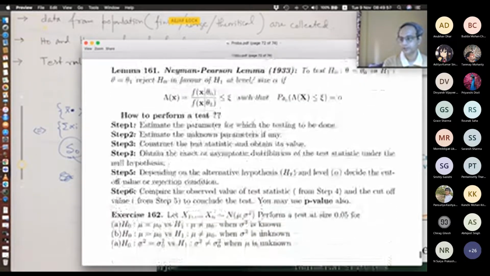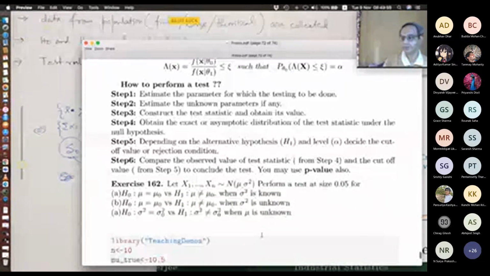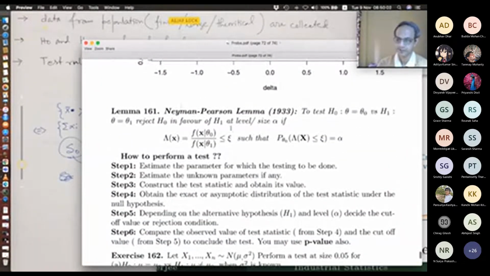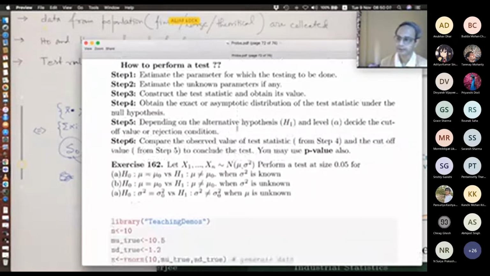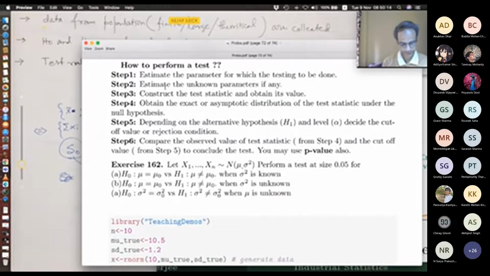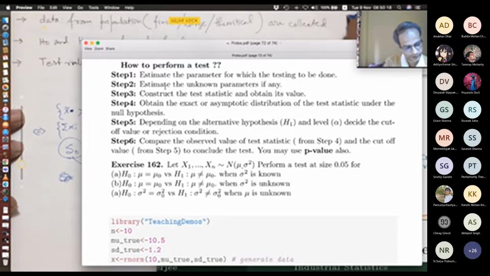Okay, so now let us see. Well, I'm not going for a formal construction through the Neyman-Pearson lemma. I will state it later on. But these few steps, given your course and syllabus, if you can follow, then you will be able to construct the test procedure.